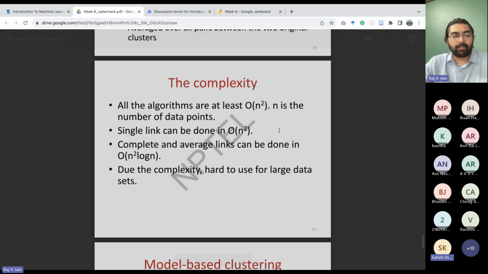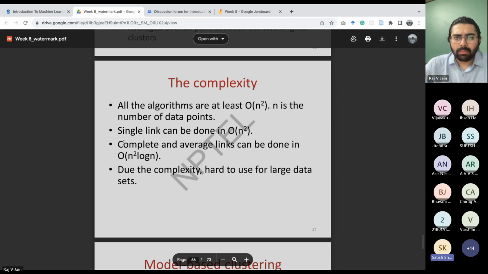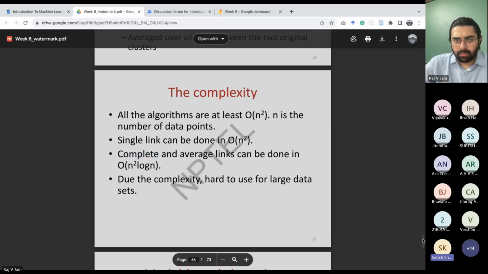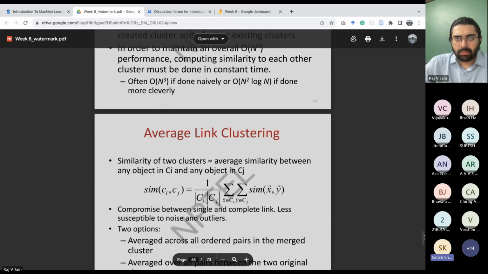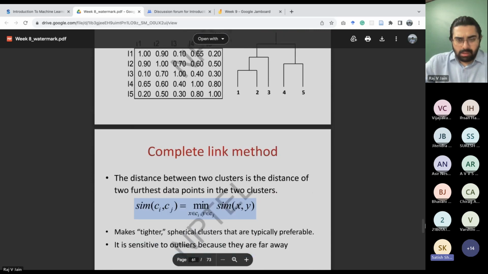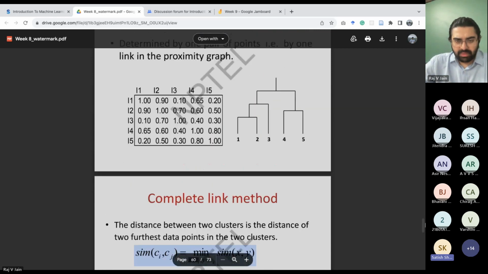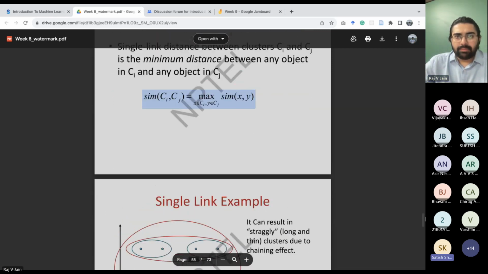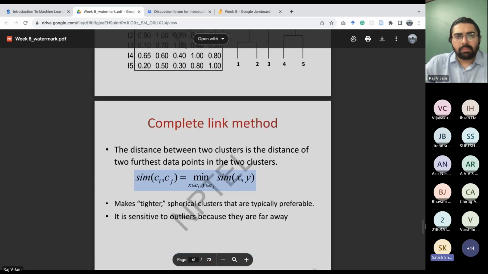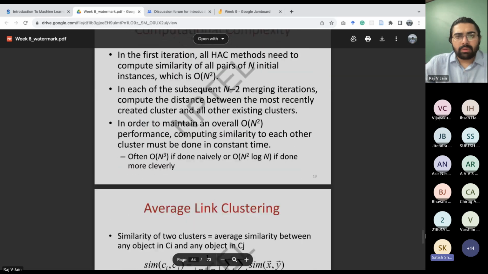I have a small doubt. Complete and average I can do with n squared log n, whereas complete is actually almost similar to single. Only the distance you are taking differs. So how are they achieving this? The only difference between single and complete is how you take the distance: one is max, one is min. Then how can one be n squared log n and the other only n squared? Average is different methodology.